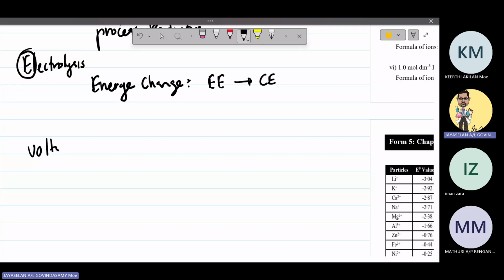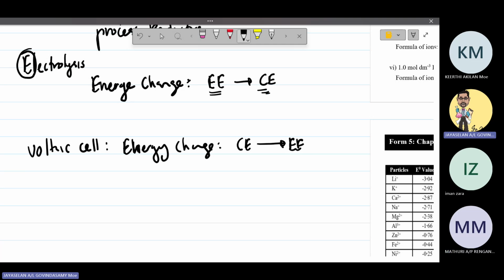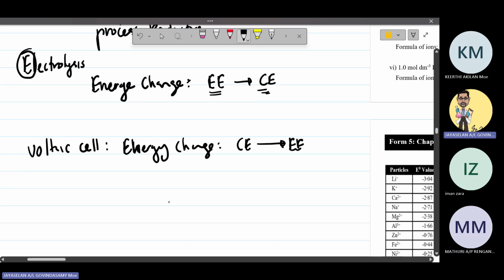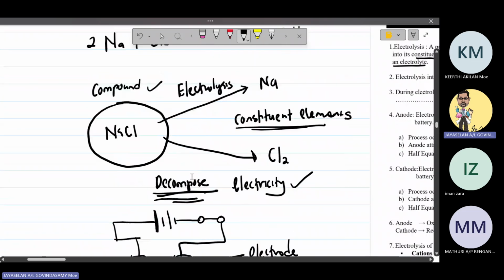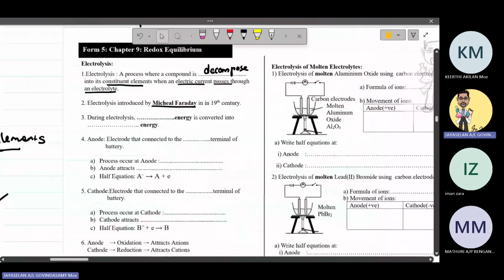Kalau voltaic cell just now we learned, right? Voltaic cell, what is the energy change? Okay, energy change will be reversed. So CE converted into EE. Electrical energy converted into chemical energy. Any question? Okay. Okay, all of you understand? Both of you understand? Okay, all of you understand? Okay, now we try to go to the notes we trying to do.